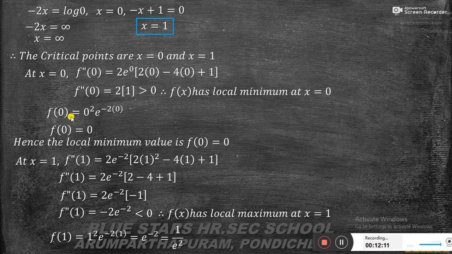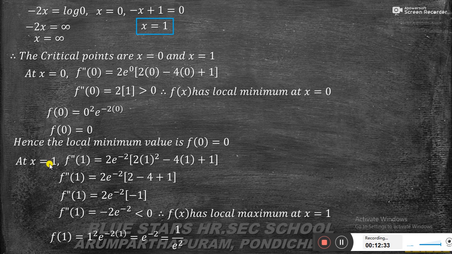So f of x has a local minimum at x equal to 0. Next, I calculate the local minimum value at x equal to 0. f of 0 equal to 0 square e power minus 2 into 0. So the answer is 0. This is the local minimum value. Therefore the local minimum value is f of 0 equal to 0.